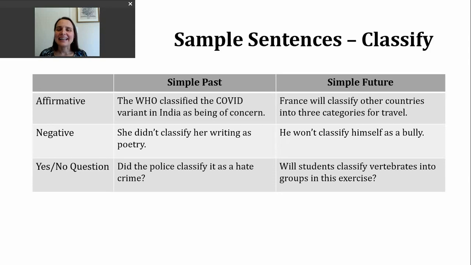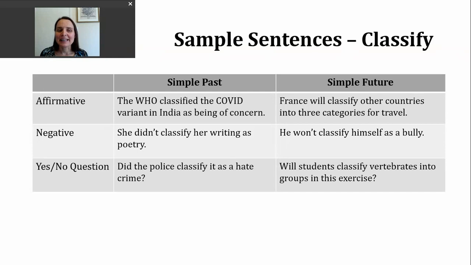Now let's look at making a negative simple future sentence. Here we'll use will, not, and then the base verb. You might hear some people use the contraction form won't, and you'll see that in my example. He won't classify himself as a bully. Again, all of these examples relate back to those first 2 definitions we looked at, as like placing someone into a particular group. So he is not placing himself into the group labeled bullies.